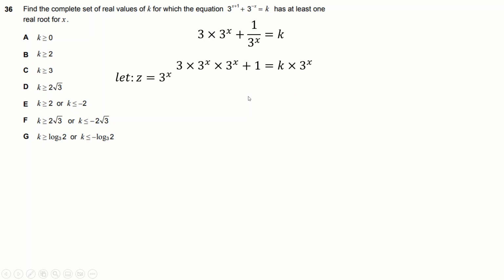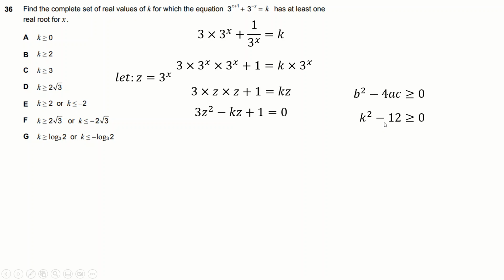And now what I'm going to do is replace 3 to the x with z. And now clearly this first term is 3 times z, which is 3z squared. This is plus 1, and this is kz. So this is clearly a quadratic if I rearrange it. And it wants me to have at least 1 real root. So it's very tempting to look at this and go, okay, all I need to happen is for b squared minus 4ac to be greater than or equal to 0. That gives me at least 1 root. So okay, let's do that. B squared is k squared, minus 4 times 3 is 12. C is just 1, so cool.